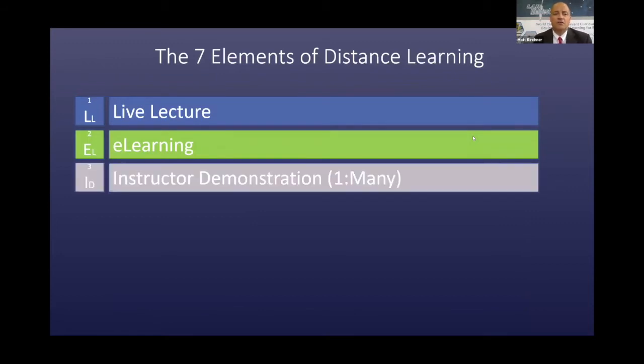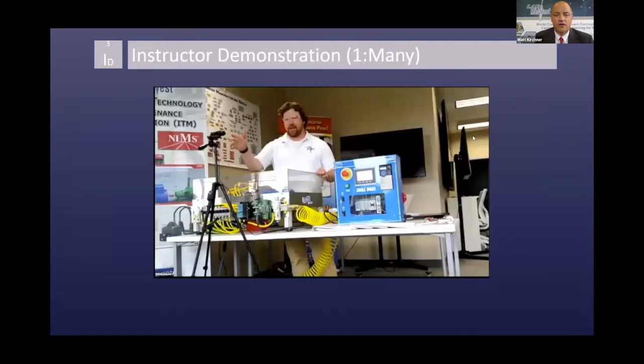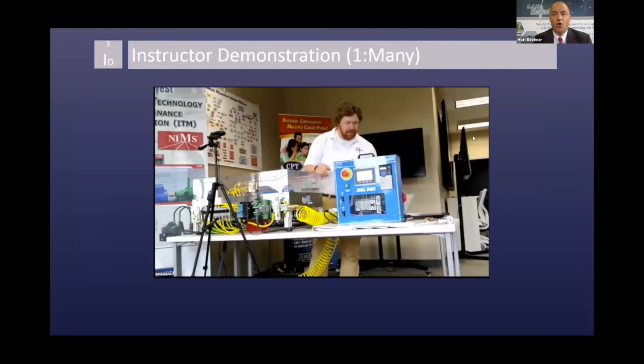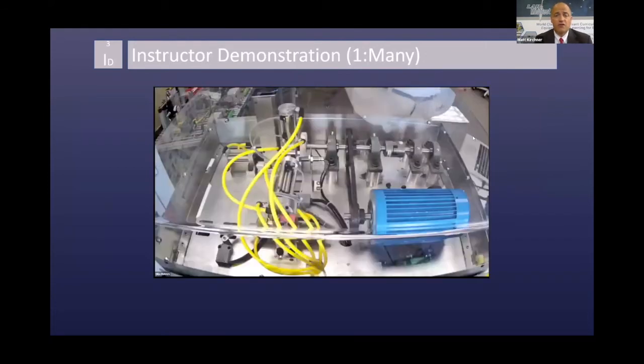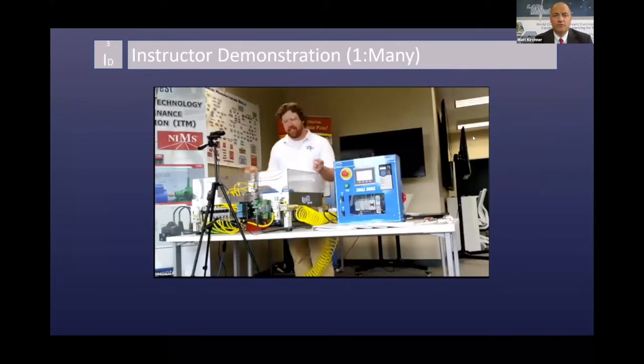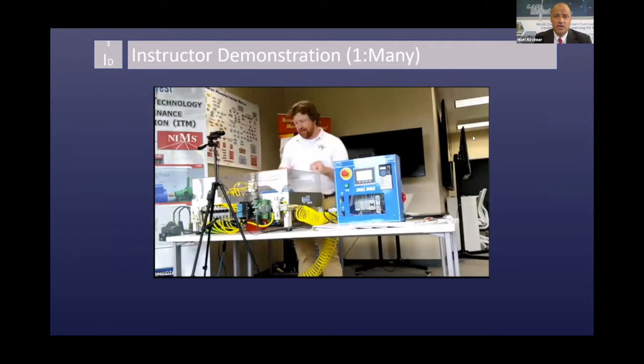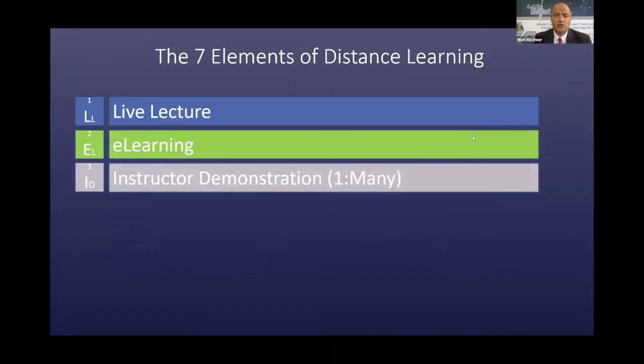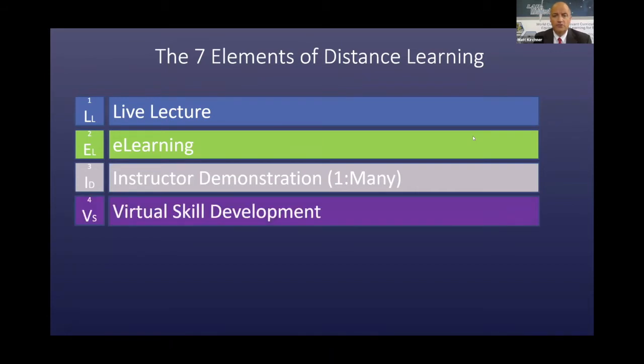The 3rd element of distance learning is instructor demonstration, one-to-many. This is a single instructor providing a demonstration to a cohort of students. So we could have 10, 20, 30, even more students online at a given point in time, as an instructor was demonstrating a skill, demonstrating a process to a group of students. So this is one-to-many, one instructor to many students providing a demonstration. That's the 3rd element of distance learning, and it needs to be integrated into our learning and our distance learning approaches. Number 4, virtual skill development.